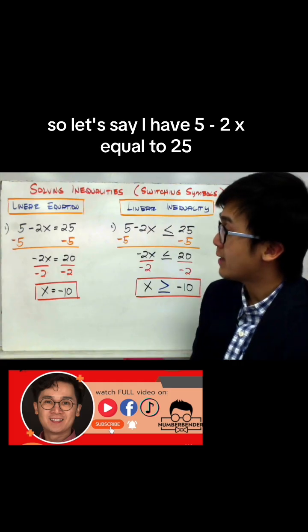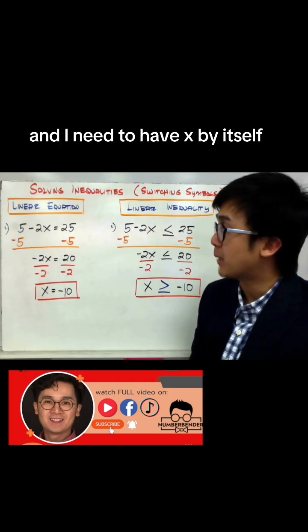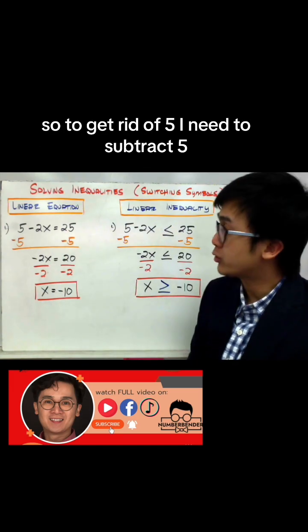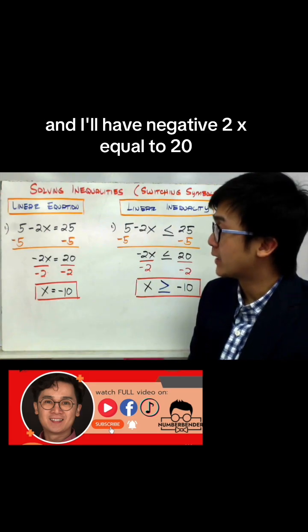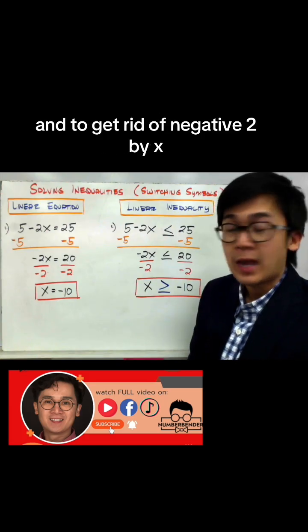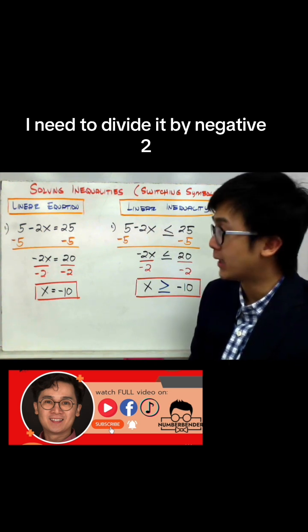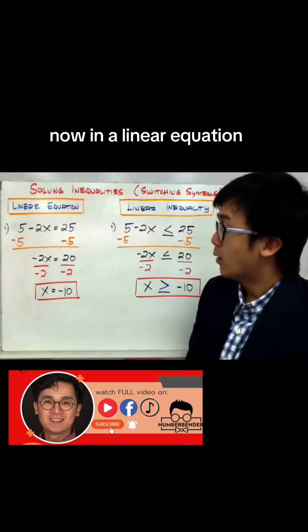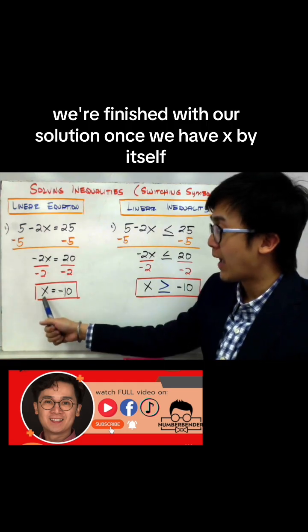So let's say I have 5 minus 2x equal to 25, and I need to have x by itself. This is a linear equation because I'm using an equal sign. To get rid of 5, I need to subtract 5, and I'll have negative 2x equal to 20. To get rid of negative 2 by x, I need to divide by negative 2, leaving me with x equal to negative 10. Now, in a linear equation, we're finished with our solution once we have x by itself.